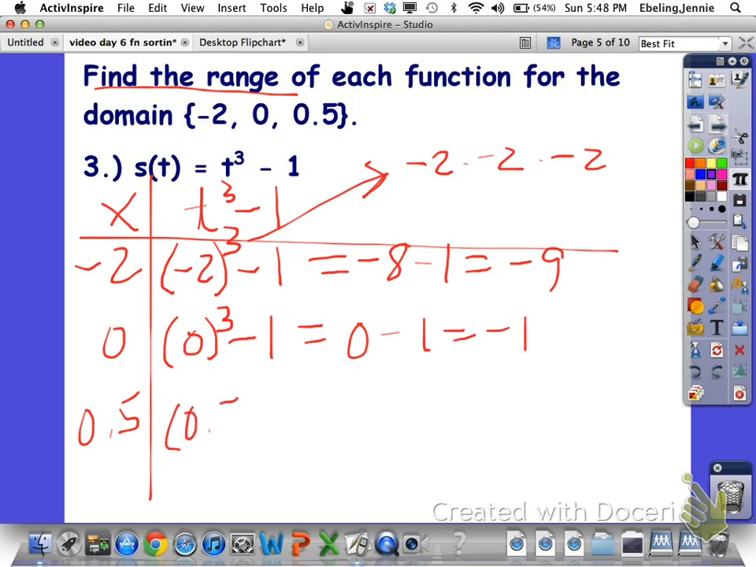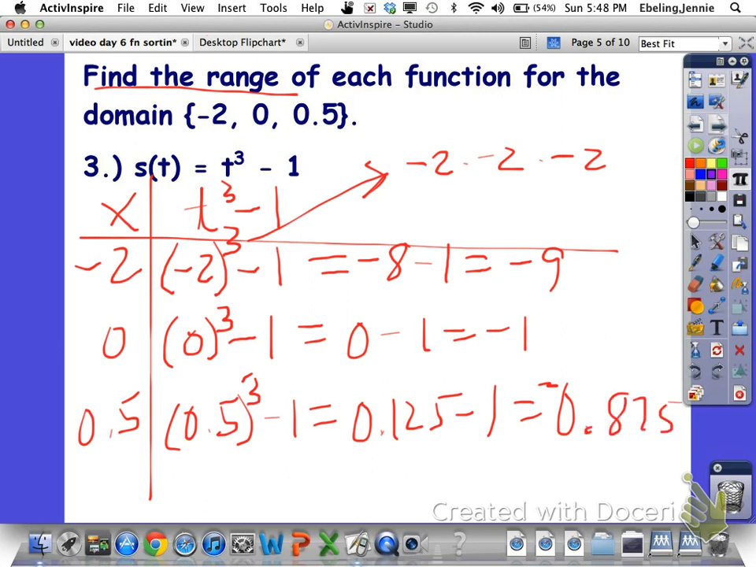Then I want to take and I want to put that 0.5 in there. So I have to cube that. 0.5 cubed, 0.5 times 0.5 times 0.5 is 0.125, and I want a minus 1. So I'll get a negative 0.875. So my range here would be negative 9, negative 1, and negative 0.875.